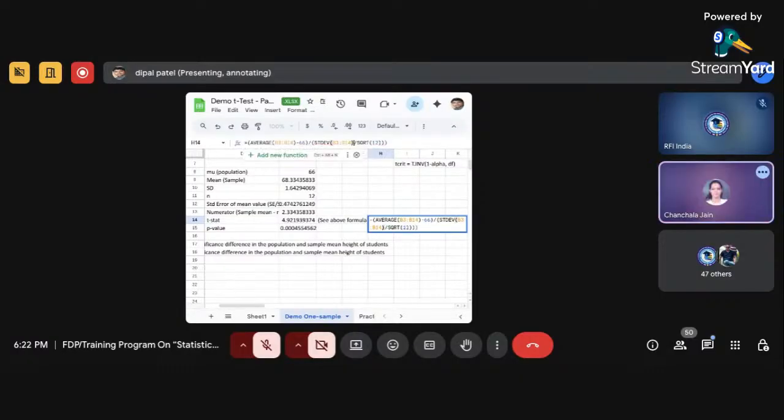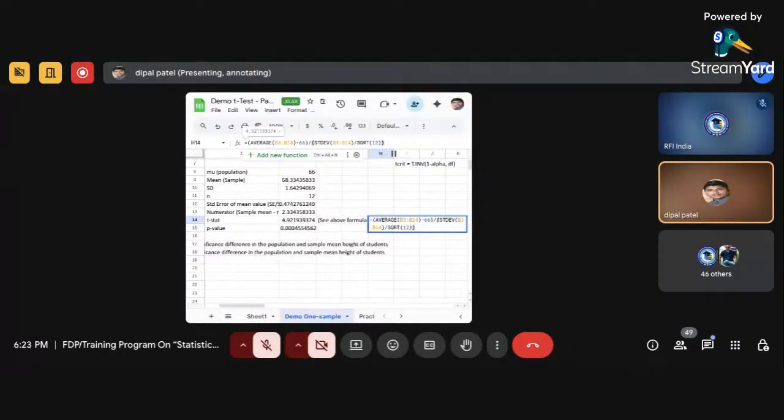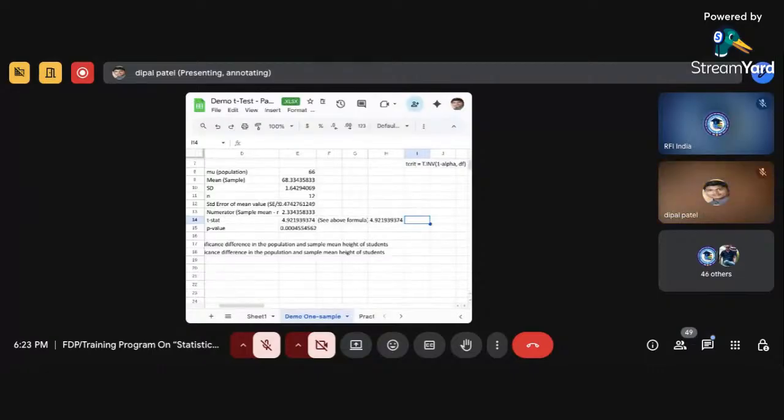Okay, just a minute. Now, at the end, you have put an extra bracket. You need to remove the bracket, sir. Okay, just a second. Now enter. Yeah, okay, now it works. Thank you, sir.